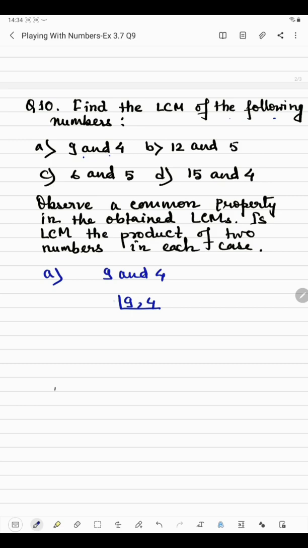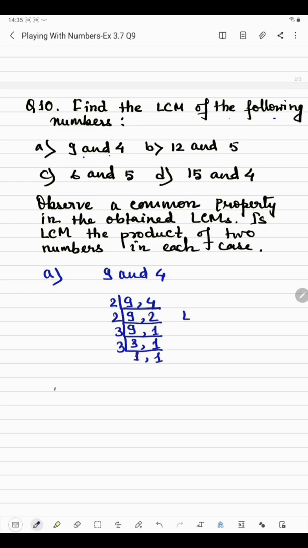Now at first we'll start with 2. So 9 cannot be divided by 2. So 2 2s are 4. Then again taking 2. 9 cannot be divided by 2, and 2 1s are 2. Then 3 3s are 9. Then 3 1s are 3.